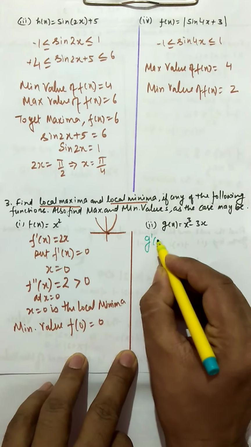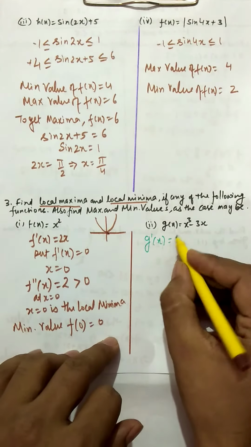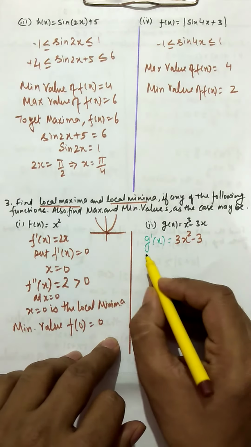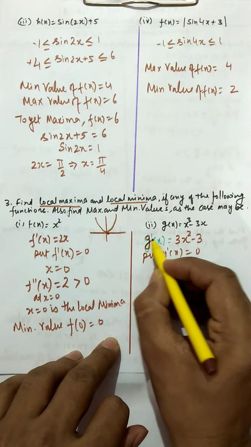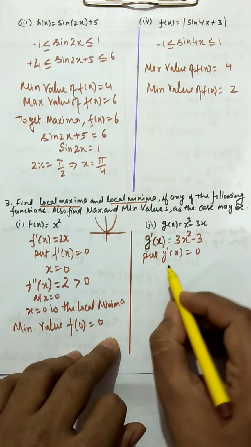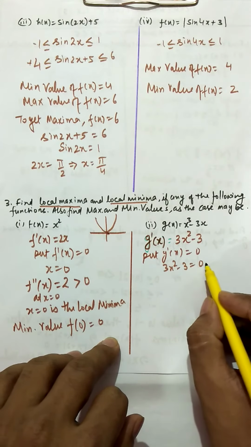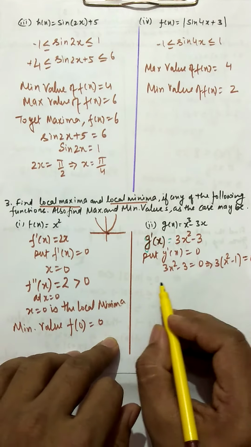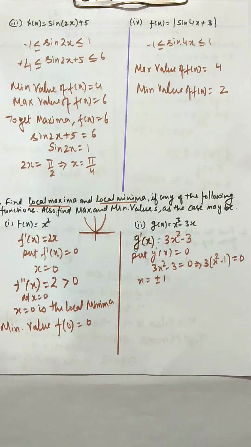Let's say we differentiate g, you find g'(x). So g'(x) will be 3x² minus 3. Put g'(x) equal to 0. So you are going to get 3x² minus 3 equal to 0. So you can write that as 3(x² minus 1) equal to 0. So the value of x will be plus minus 1.